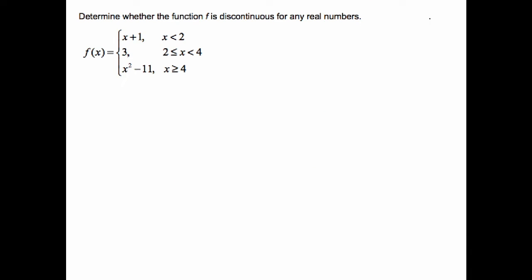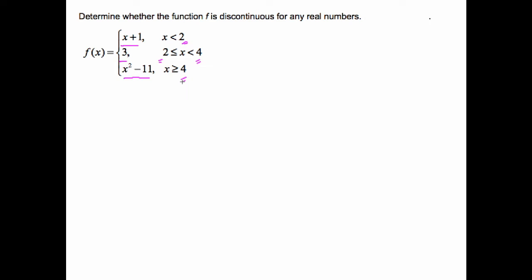Let's determine whether the function f is discontinuous at any real numbers. f of x is equal to x plus 1 if x is less than 2, it's equal to 3 if 2 is less than or equal to x, which is less than 4, and it's equal to x squared minus 11 if x is greater than or equal to 4. Now, those three functions that make up my piecewise function are all polynomials. I have two lines and a parabola. Graphs of these functions are continuous everywhere on their domains. So the only possible places I can have discontinuities are at the boundary points. And the boundary points would be at 2 and at 4.